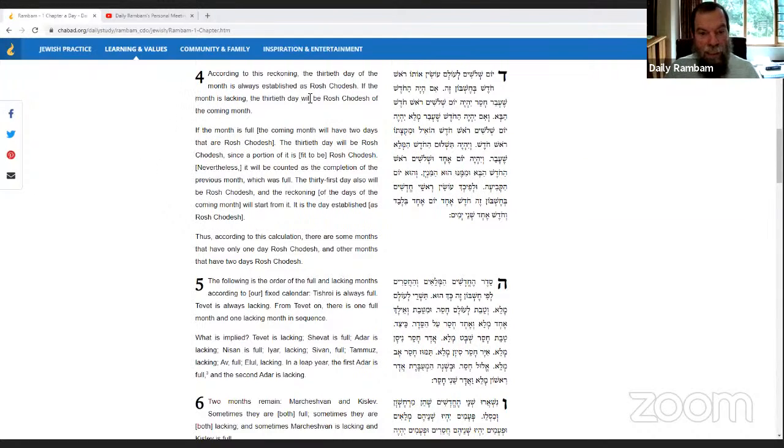So according to this reckoning, number 4, the 30th day of the month is always established as Rosh Chodesh. So day 30 is always Rosh Chodesh. If the month is lacking, that means the month that's coming to an end will only have 29 days. So the 30th day will be Rosh Chodesh of the coming month. So for example, this week, on Shabbos, we blessed the new month of Shvat.